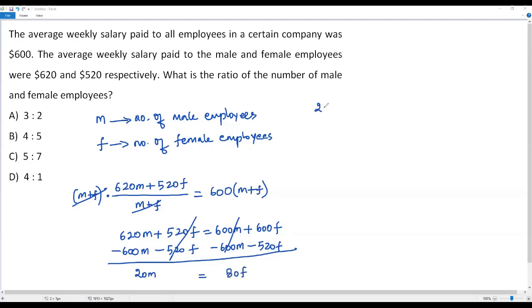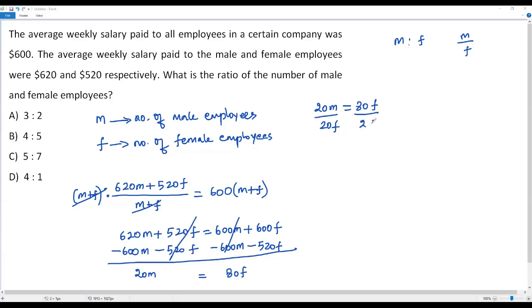Now let me write the same thing over here: 20M equals 80F. If I want to get the ratio M to F, I have to find the value of the fraction M divided by F, because M to F and M divided by F both represent the ratio of M and F. To get the fraction M over F, the F should be in the denominator and I have to get rid of this 20. For that, we divide both sides of the equation by 20F.